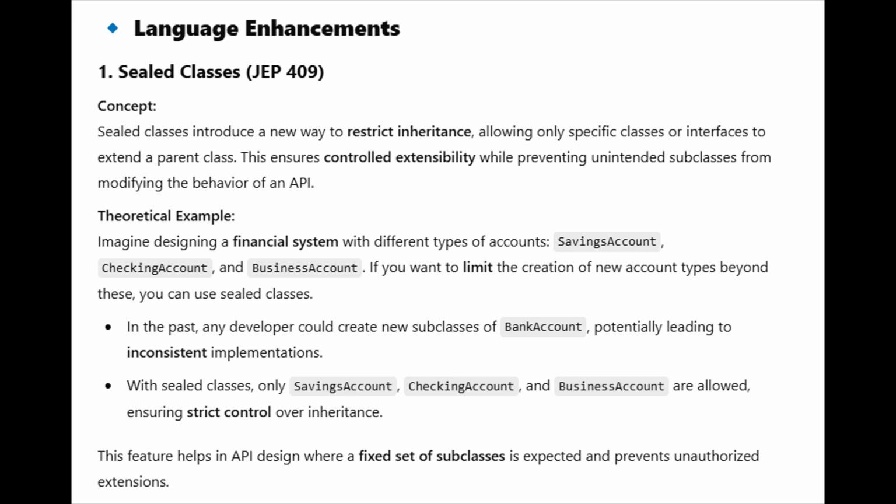Theoretical example. Imagine designing a financial system with different types of accounts: savings account, checking account, and business account. If you want to limit the creation of new account types beyond these, you can use sealed classes. In the past, any developer could create new subclasses of bank account, potentially leading to inconsistent implementations. With sealed classes, only savings account, checking account, and business account are allowed, ensuring strict control over inheritance. This feature helps in API design where a fixed set of subclasses is expected and prevents unauthorized extensions.